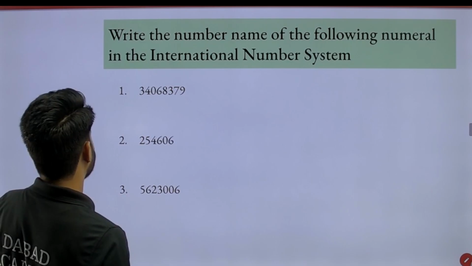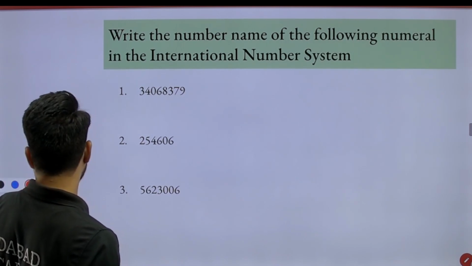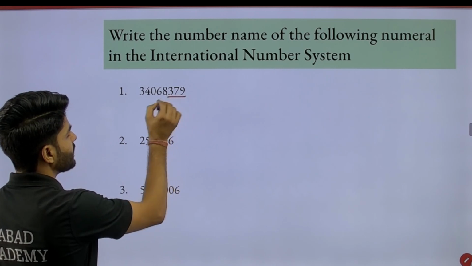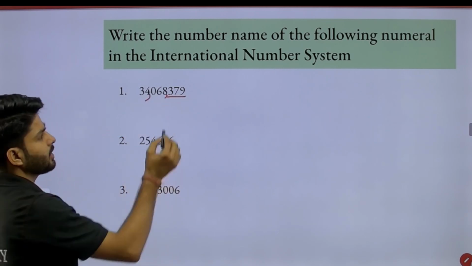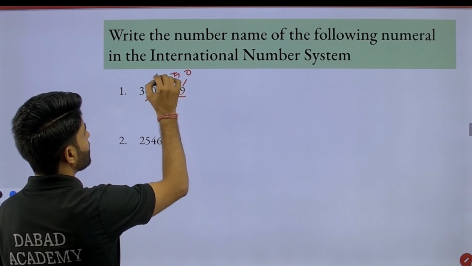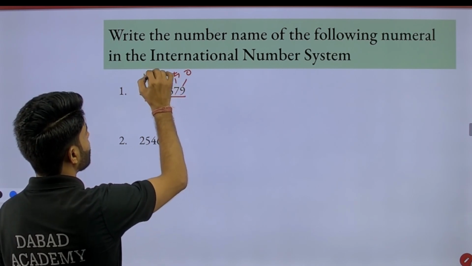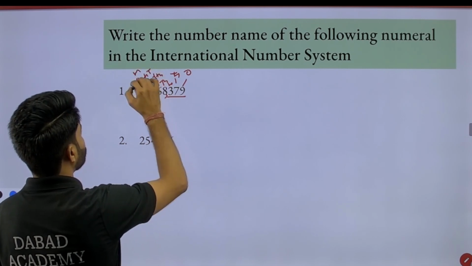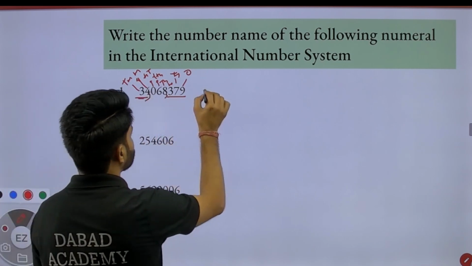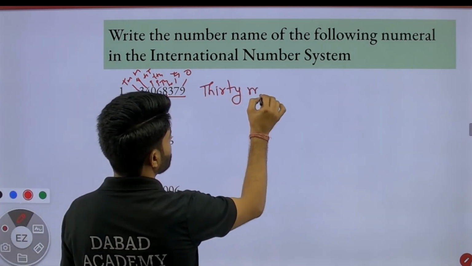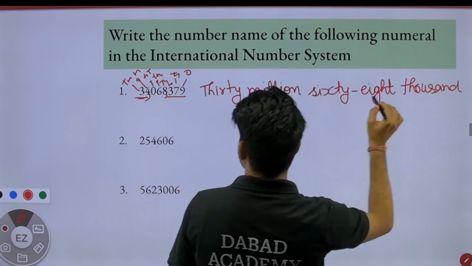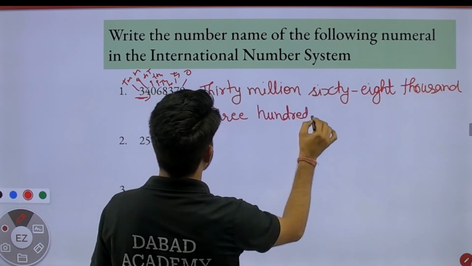Let's use this chart. We write the number name of the following numerals. First we have to put commas after every 3 digits, so we put a comma after 3 digits, then 3. Now we have to write the numbers, that is ones, tens, hundred, then 1,000, then 10,000, that is 100,000, that is million, and then 10 million. So first we write this as 34 million 68,379.